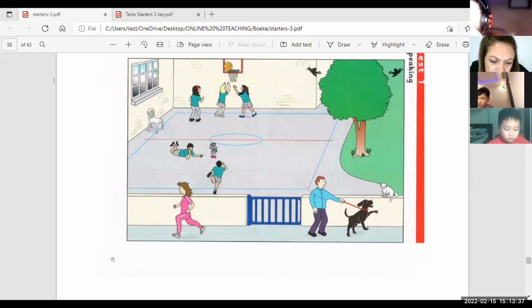There is the girl with pink clothes. There are the cats sitting on the ground. There's a girl running with pink clothes. There is a cat sitting. There's a white cat sitting on the wall. Good, yes, well done.